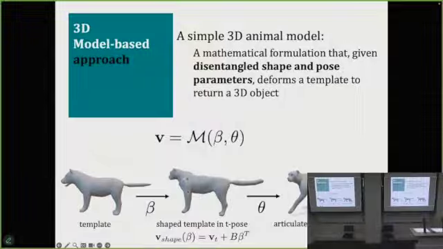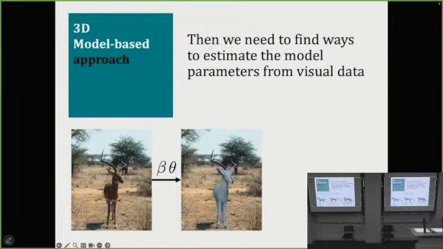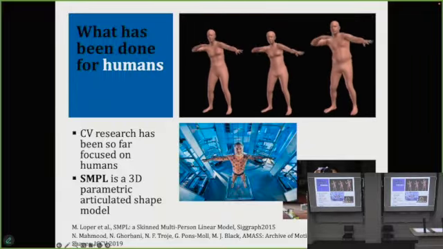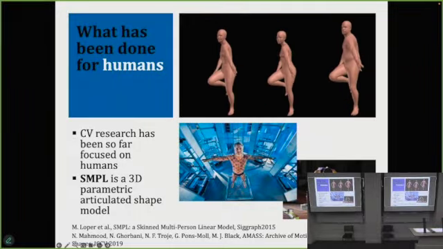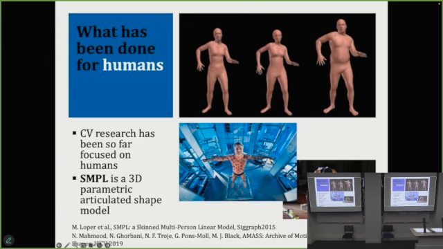And then once we have the cheetah, we apply the articulation. So theta is a set of rotation angles of the body parts to obtain the animal in a specific pose. And then in computer vision, we need to find ways to go from an image, estimate the beta and the theta, and obtain the 3D reconstruction of the animal. This has been done already 10 years ago, 2015, for humans.